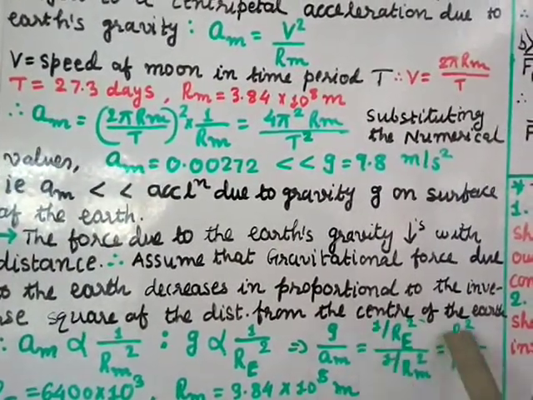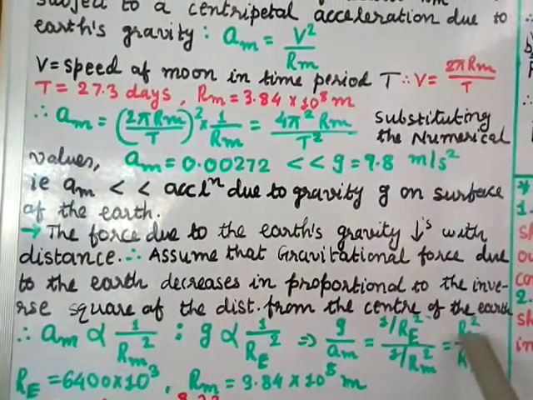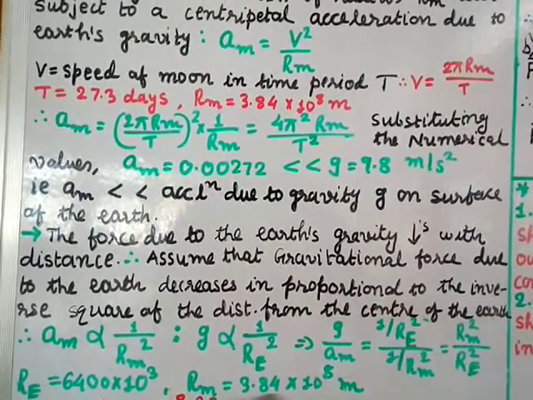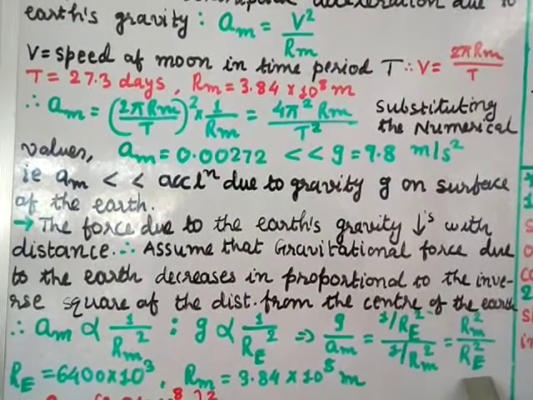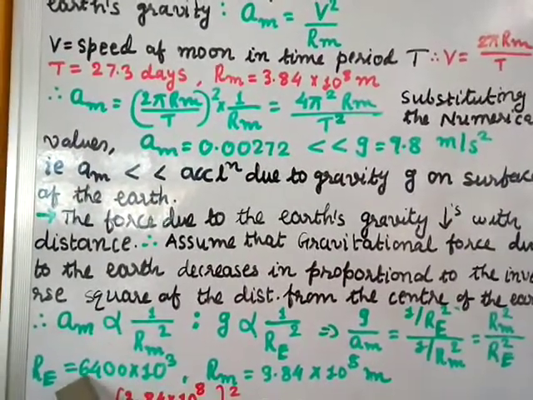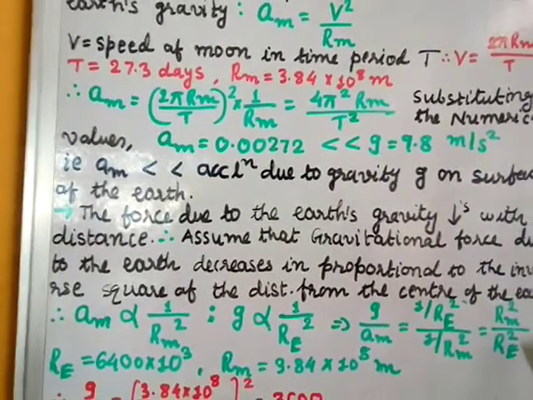This Rm square will go up and R square will come in the denominator. Okay, so now we know the Rm value is 3.84 × 10^8 meter, and Re, that is the radius of the earth, has the value 6400 × 10^3. Now let us put the value. Okay, so we place the value.